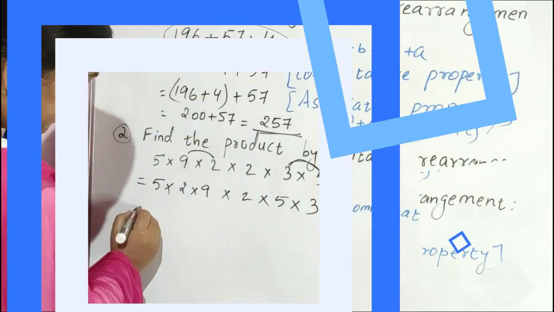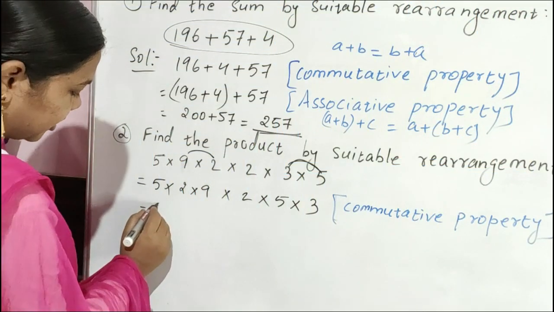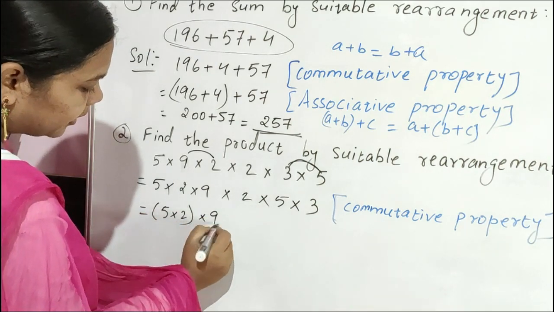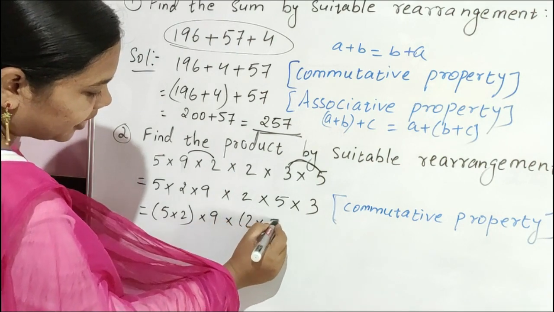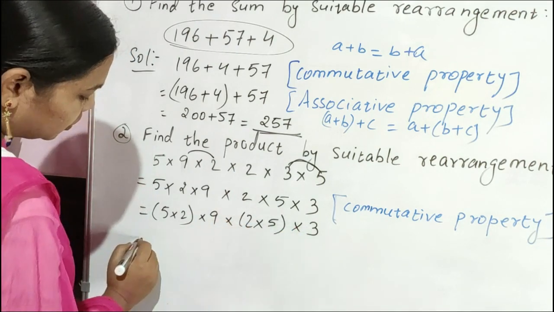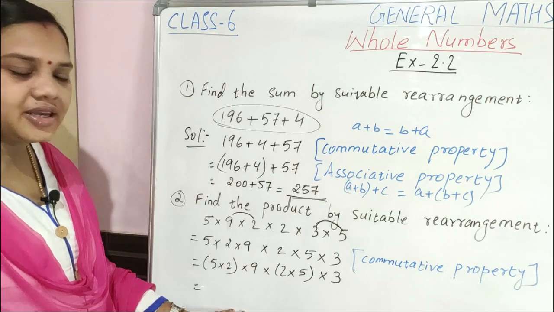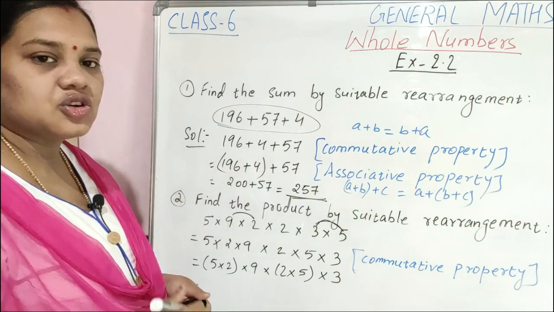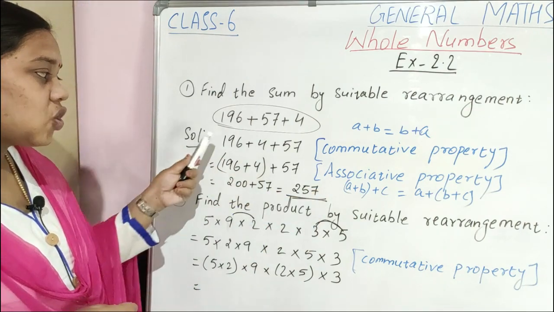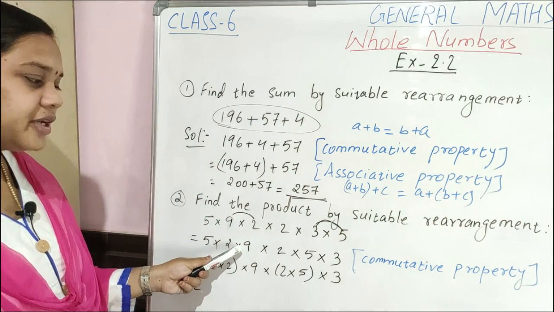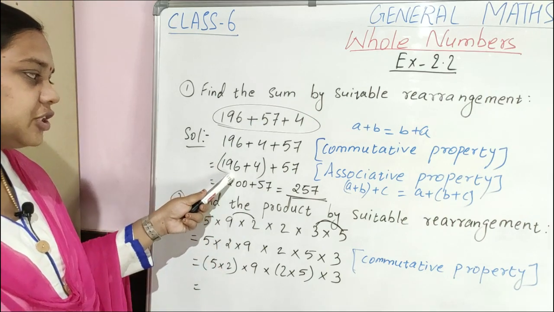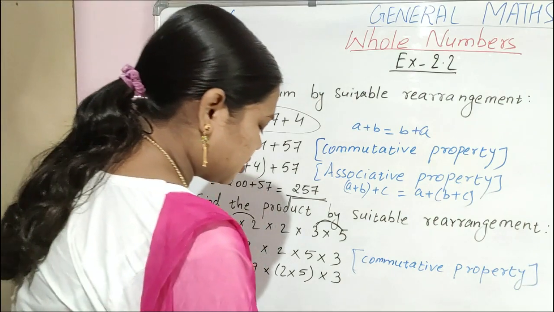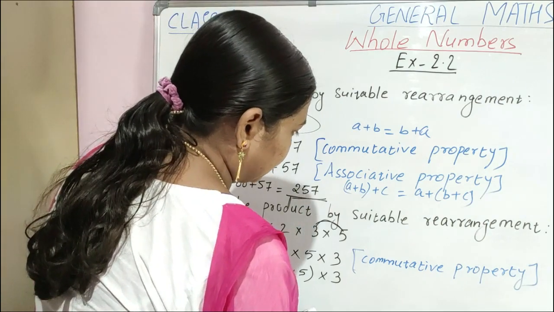Now next, give the brackets. 5 into 2 first multiply, into 9 into 2 into 5 into 3. So which property are we using here? We are using the associative property. Here commutative for addition, here commutative for multiplication. Here associative for addition, here associative for multiplication. So here the associative property.